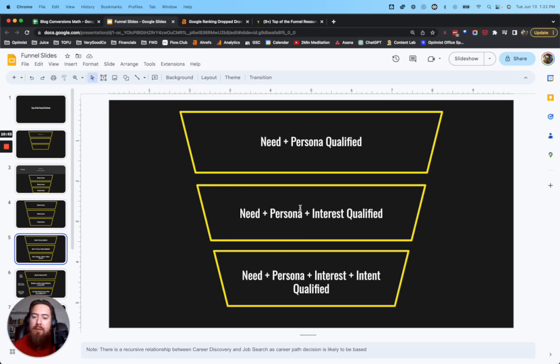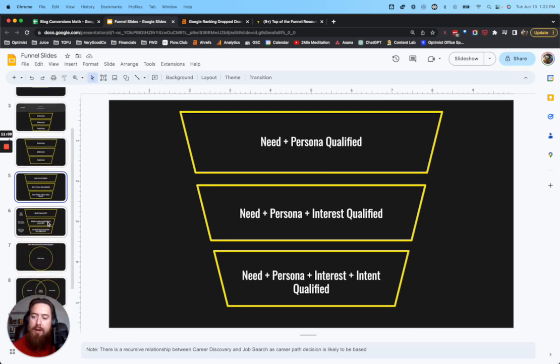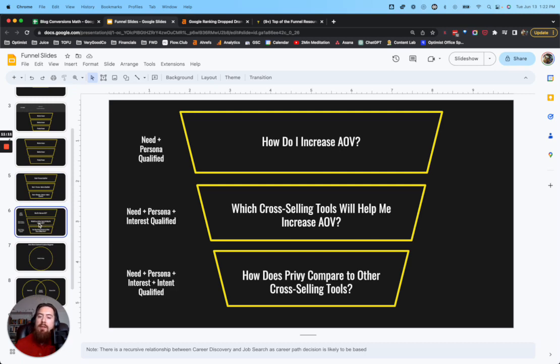Then when we move to the middle of the funnel, we think about need, persona, and interest qualified. And then finally, at the bottom of the funnel, need, persona, interest, and intent, meaning that they've identified that they need a product, a specific product, and they're trying to determine which product is the right one for them. So ultimately, the way that this funnel would look would be something like this. How do I increase my AOV? Which cross-selling tools will help me increase my AOV? And then how does Privy, which is a tool in this space, compare to other cross-selling tools, right?